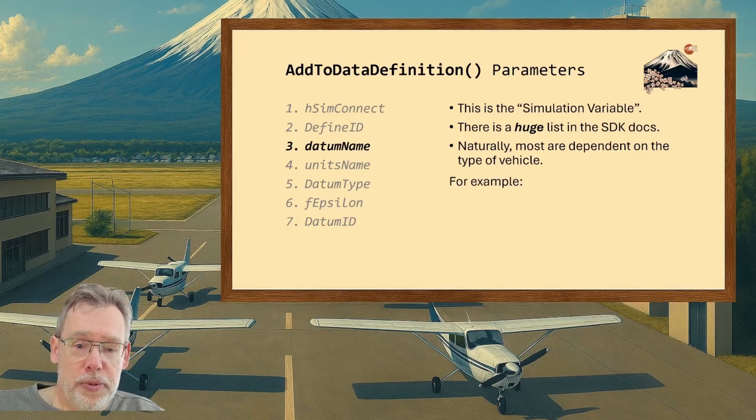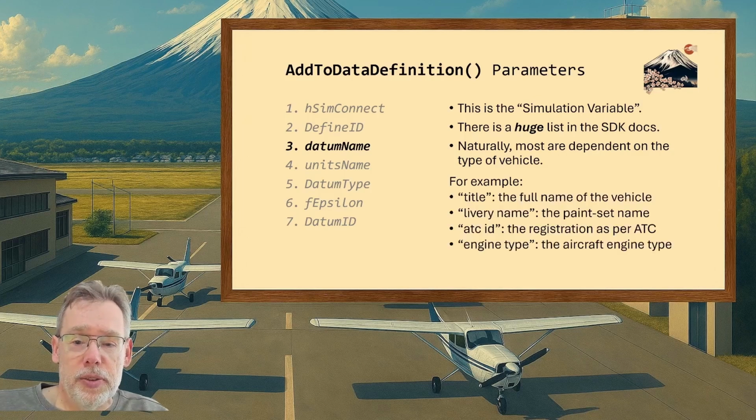Some examples of typical variables. Title is a very important one because that is the name, the full display name of the vehicle. A new one, which was introduced just a little bit back, is the livery name. You can actually request an enumeration of all the liveries available for a particular type of aircraft, and the livery name then gives you the currently selected one. ATC ID is of course the ID that ATC uses for this aircraft, and engine type gives you a numeric value of the type of engine that this aircraft has.